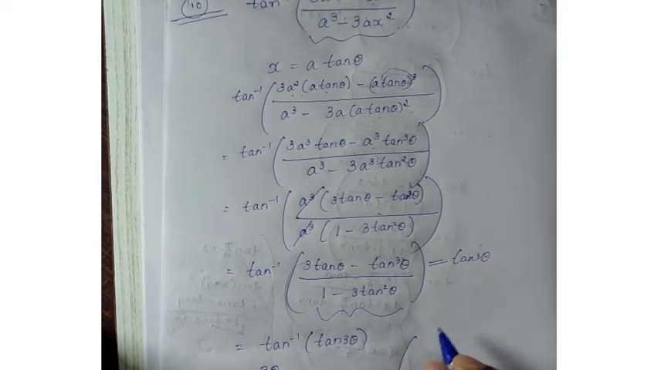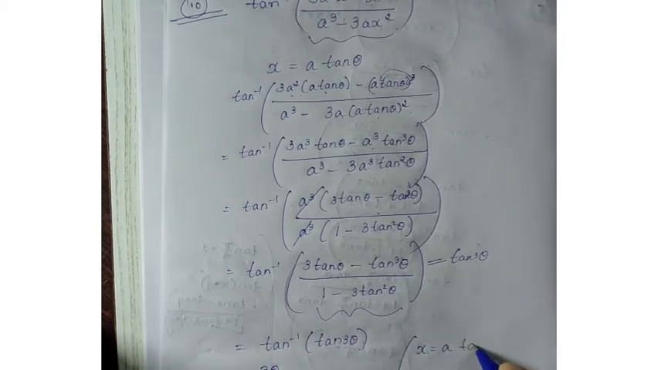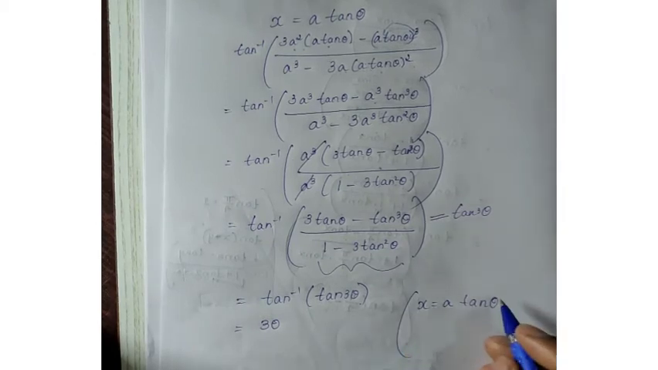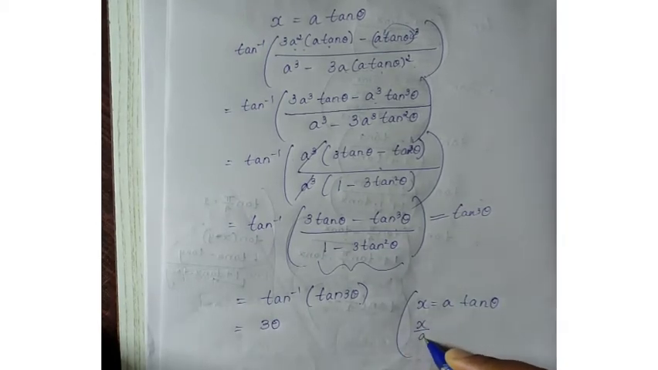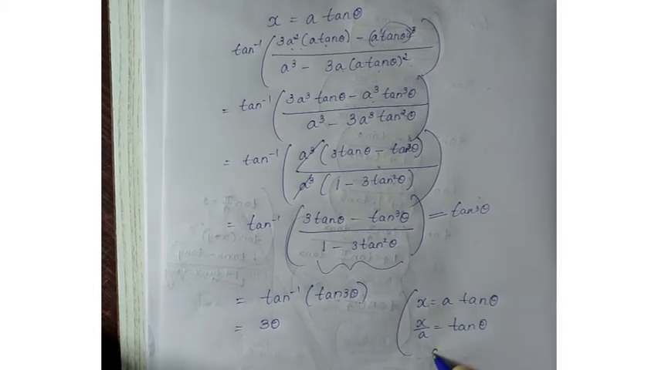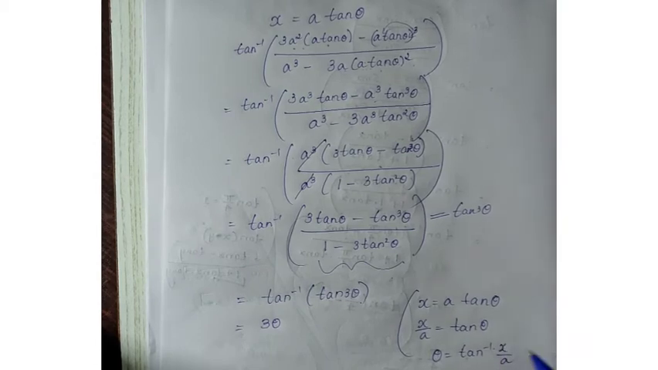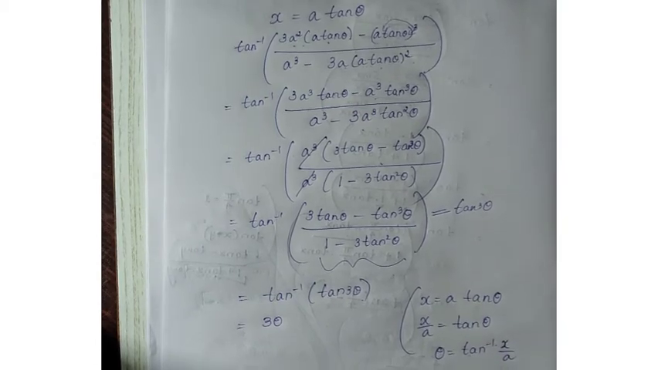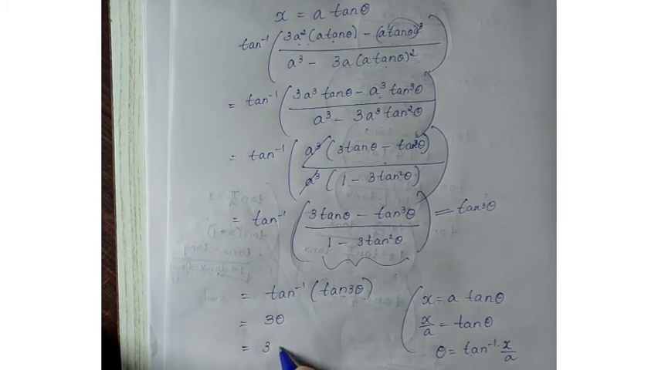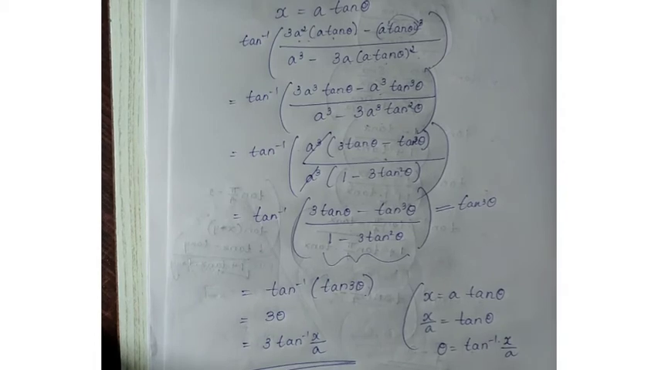What is theta now? X you have taken as a tan theta, right? Therefore, x by a is equal to tan theta. Therefore, theta will be tan inverse x by a. So, this will be 3 tan inverse x by a. So 3 tan inverse x by a is the simplest form of tan inverse of 3a square x minus x cube by a cube minus 3a x square.